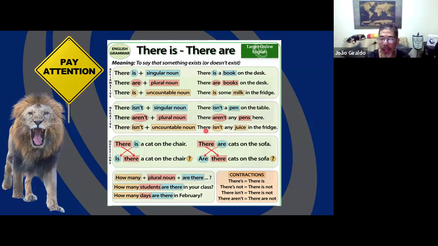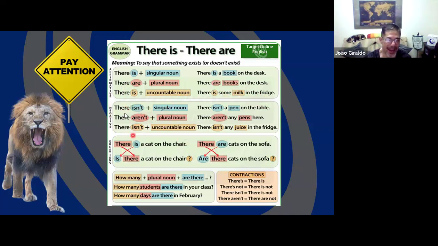Okay? And here, there is plus uncountable noun. So every time we have an uncountable noun, impossible to count, we use singular. There is some milk in the fridge. Okay? So countables and uncountables, we study a little in the future. Relax. Okay? Just the idea.